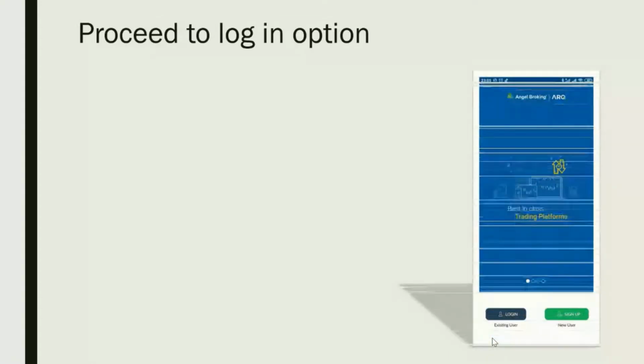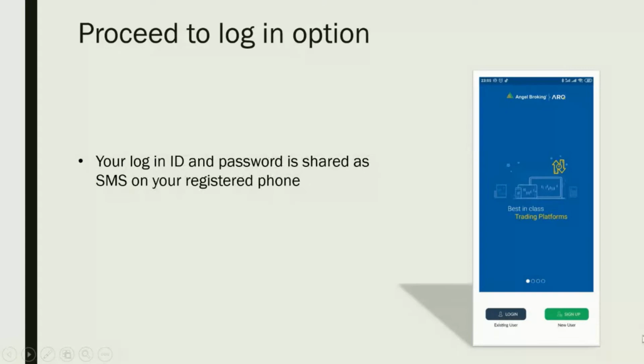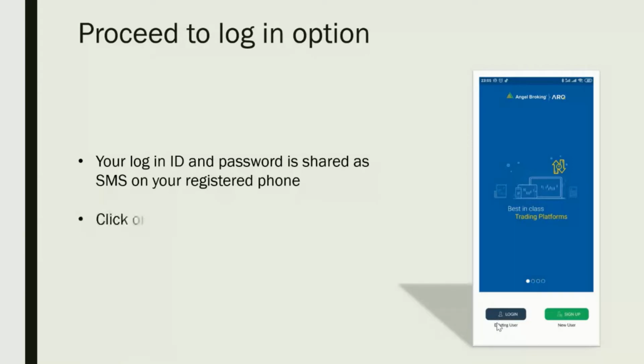Now you will be given an option to either log in or to sign up. As your 2-in-1 Demat and trading account is already activated, your user ID and password must have been delivered on your registered mobile number. If you haven't activated your trading account yet, please message me on my WhatsApp number or click on the link below in the description of the video to open and activate a free trading account.